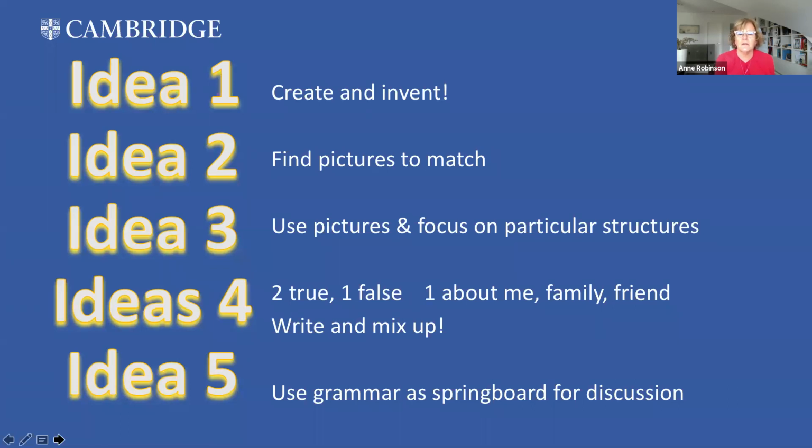ideas for today's webinar. Creating and inventing with compound nouns; finding pictures to match to our sentences, like "This pineapple is very nice"; using pictures and focusing on one particular structure to give them lots of practice; two true, one false, one for me, one for family, one for friends, writing and mixing up your sentences; and using grammar as a springboard for discussion.